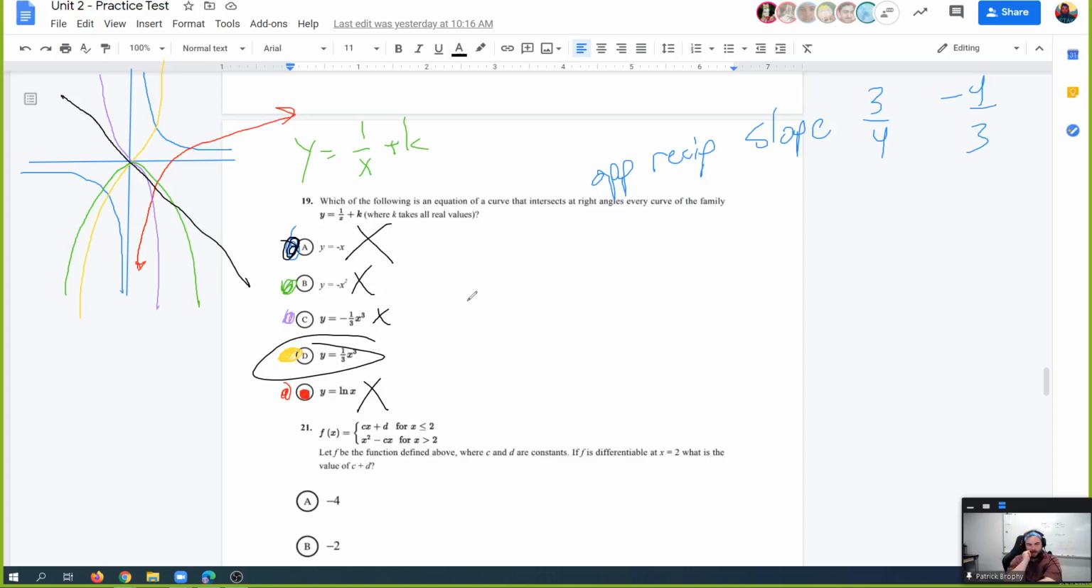So what is the intention of this? The idea is that I think where these intercept, so 1 over x plus k.